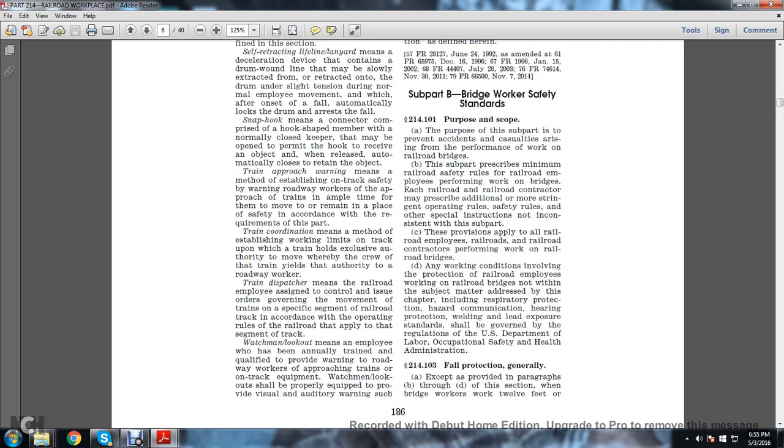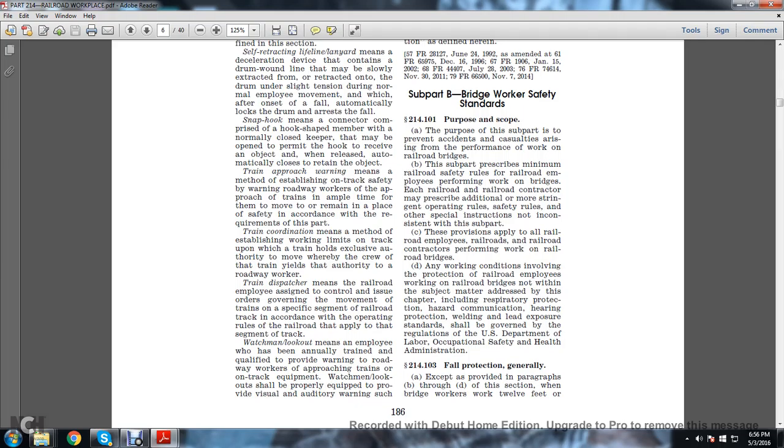Train approaching warning means a method of establishing on-track safety by warning roadway workers of the approach of trains in ample time for them to move to or remain in a place of safety in accordance with the requirements of this part. Train coordination means a method of establishing working limits on a track by holding exclusive authority to move on the track, whereby the crew of the train yields the authority to the roadway worker. Train dispatcher means a railroad employee assigned to control and issue orders governing the movements of trains on a track segment in accordance with the operating rules of the railroad that apply to that segment of track.